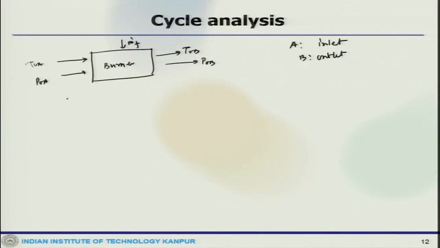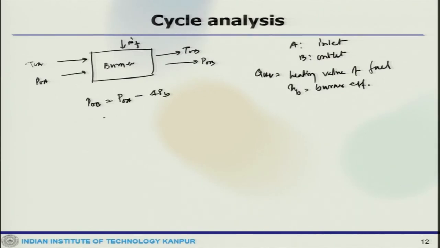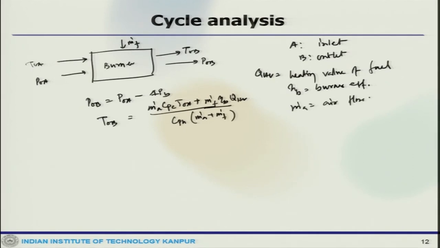Now here, QHB, let us say, is the heating value of fuel, M dot A is the air mass flow rate, and eta B is the burner efficiency. So what we can write is P naught B equals P naught A minus delta P B, and T naught B would be (M dot A CPC T naught A plus M dot A eta B QHB) by (CPH (M dot A plus M dot F)). So M dot A is the air flow rate, CPC is the cold air specific heat, and CPH is the hot air specific heat.